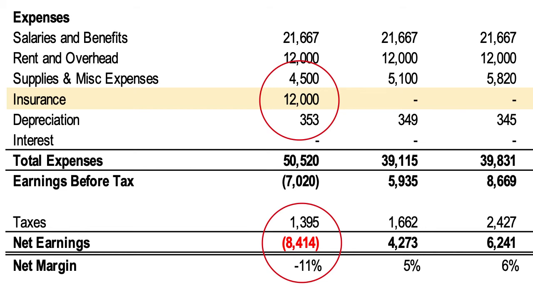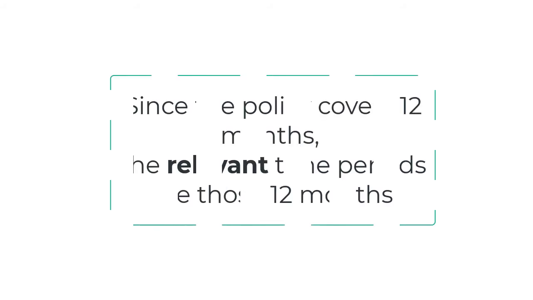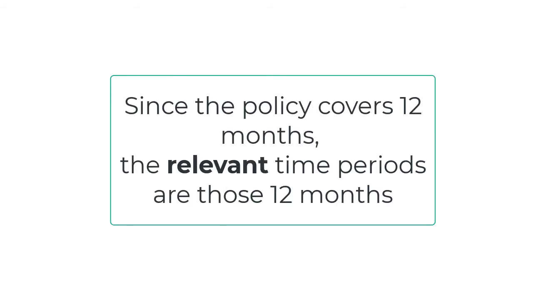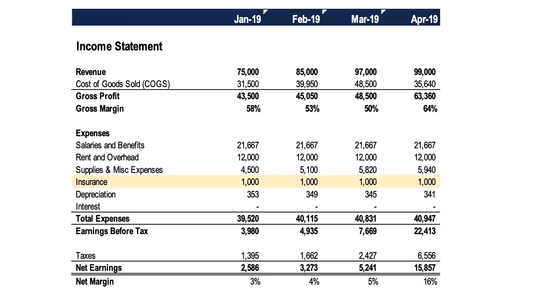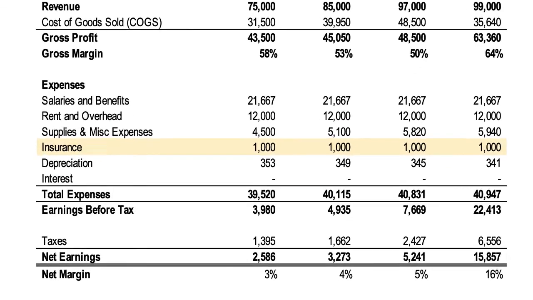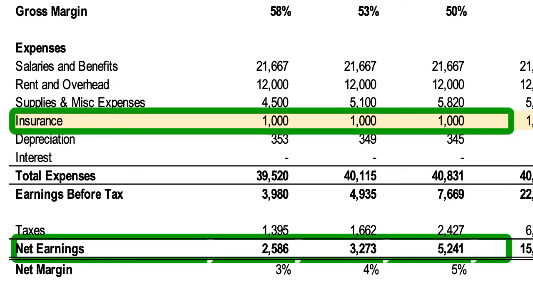Then it would look too good, unrealistically good, in the following 11 months. Accrual accounting tries to match the expenses with all the relevant time periods, which in this case is the full 12 months of the policy. This is how the income statement would look using the accrual method. Notice that the first month is not as bad as in the previous example.